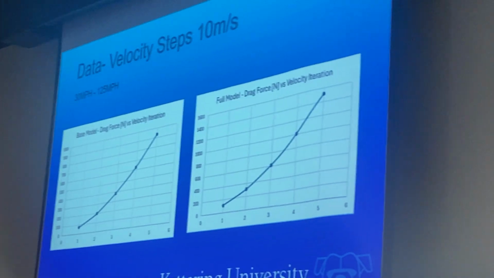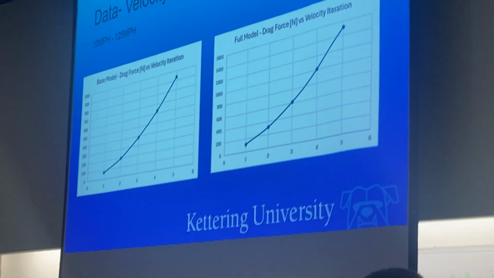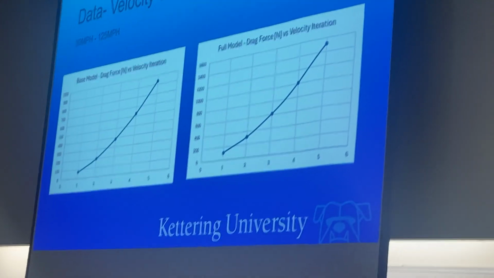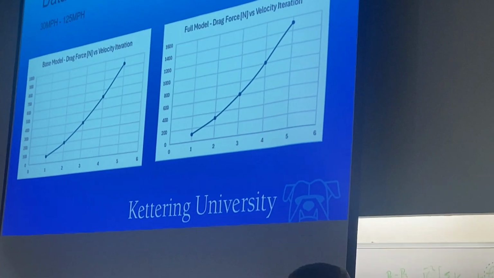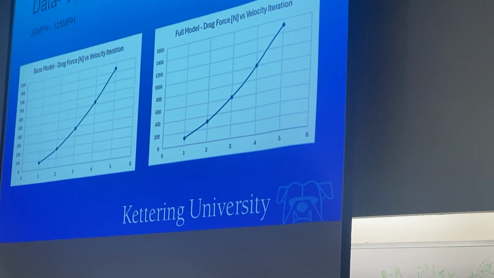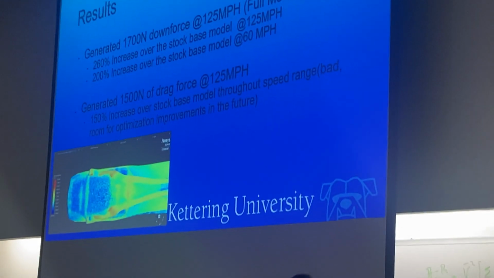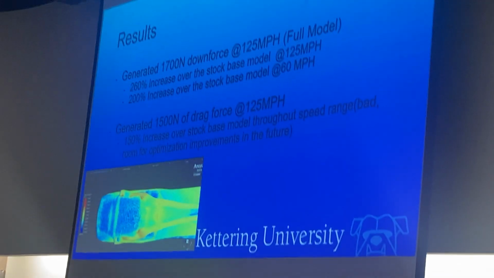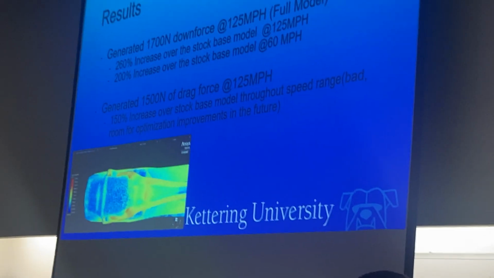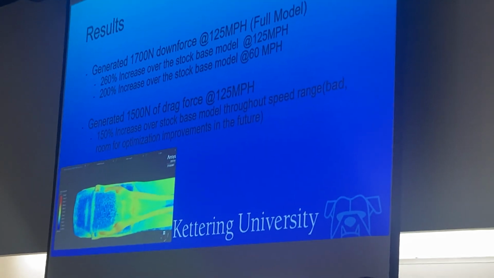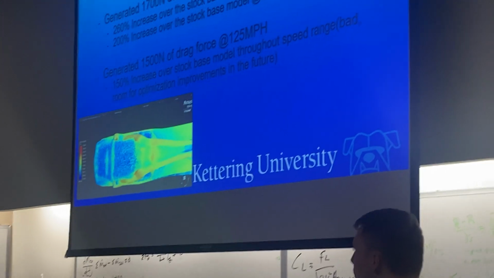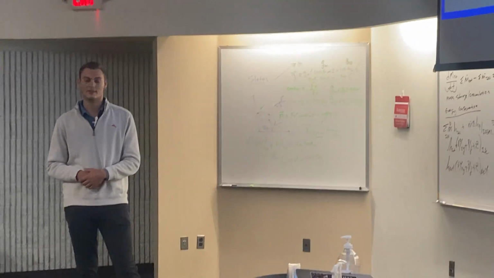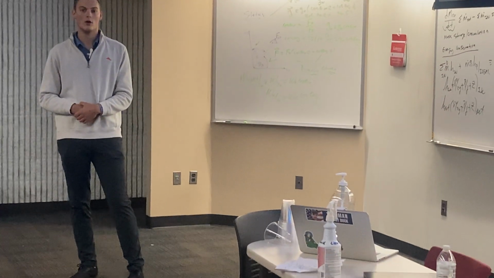So this is our drag force, which obviously increases with speed as well. And again, we chose to analyze from 30 to 125 miles an hour because that's the zone that we really care about. And so our final results were at 125 miles an hour, we generated 1,700 newtons of downforce. And that represents a 260% increase over the stock body of the model. And then at 60 miles an hour, we generated 200% over the stock body.